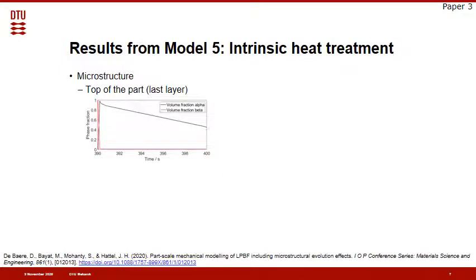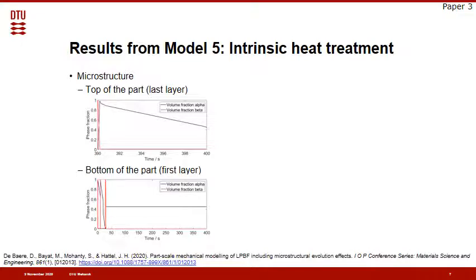Finally, there is a two-way coupling model which couples the macroscale through a JMAK-based equation with a microstructural simulation. This is a first figure of the microstructural evolution in the last layer that is deposited. You can first see a peak in the beta phase fraction as the layer itself is put down, and then the evolution of the alpha phase fraction.